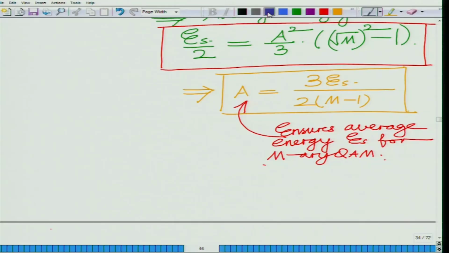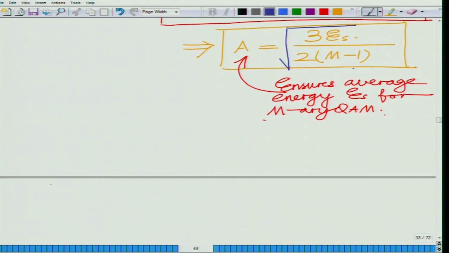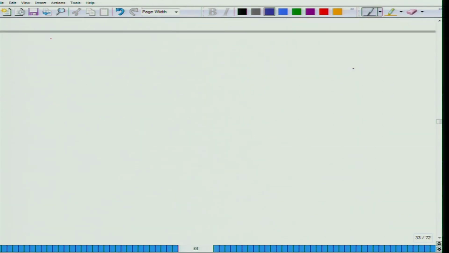So, let me just correct this. The amplitude A is square root. Before we proceed further, I am just correcting this, I was missing a square root. So, this is simply square root of 3 ES by 2m minus 1. Okay. So, that is fairly obvious. Let us now start with the receiver. Of course, again we have seen this many times before.